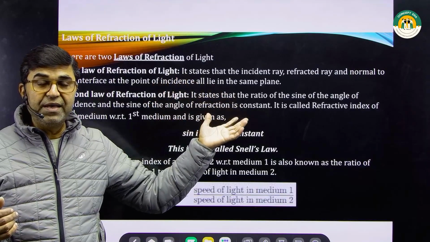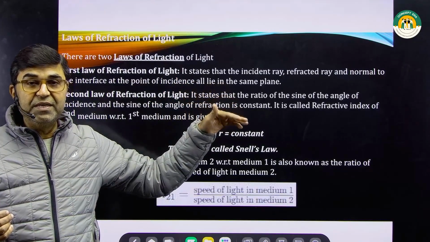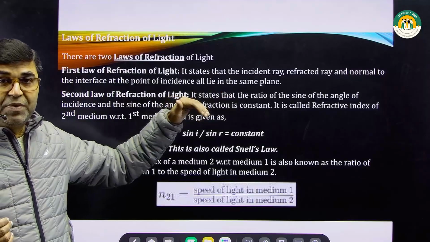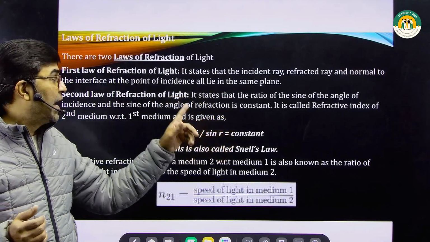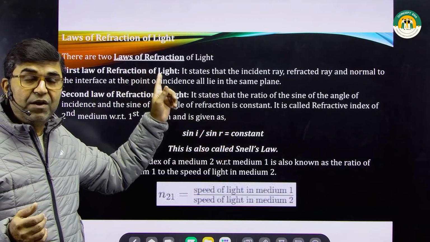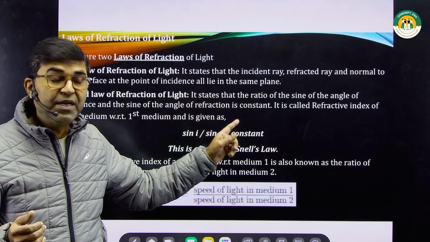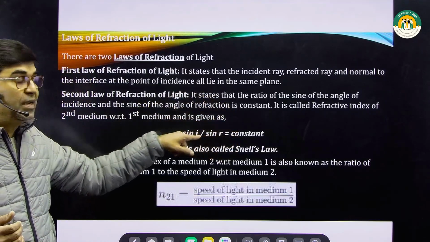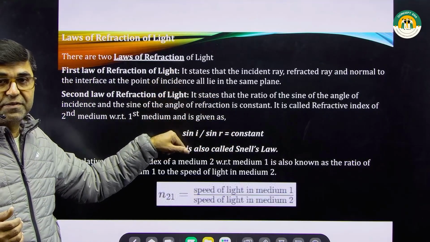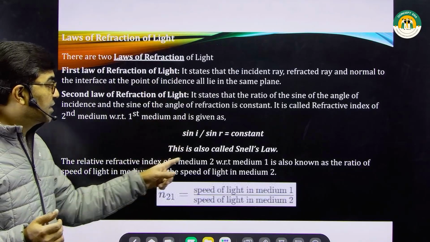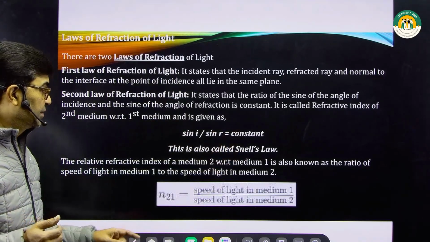Suppose we are talking about air and glass, then whatever be the angle of incidence, there will be a corresponding angle of refraction, and the sines of both the angle of incidence and the angle of refraction will always have a constant ratio for air and glass. This is also known as Snell's law.